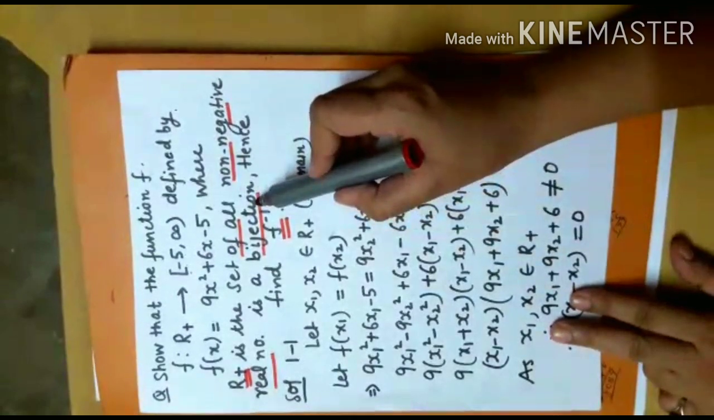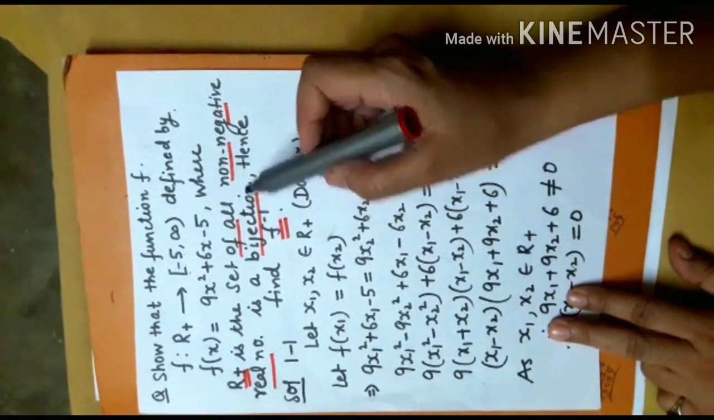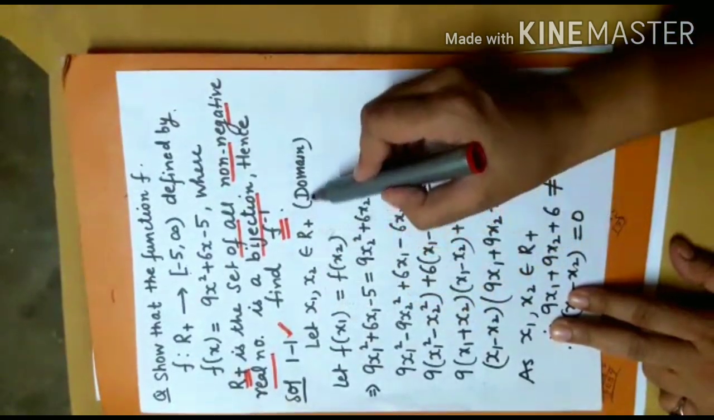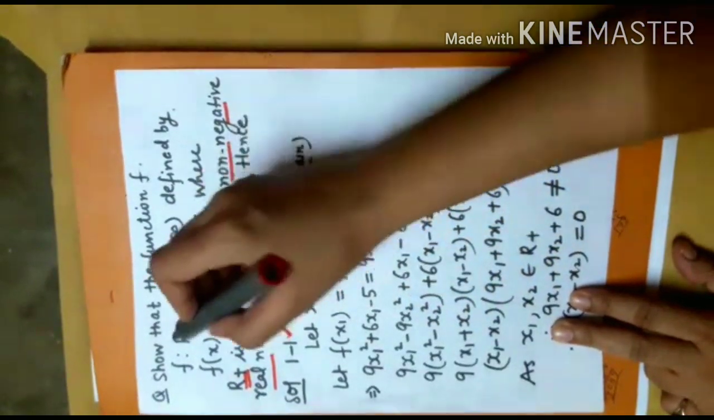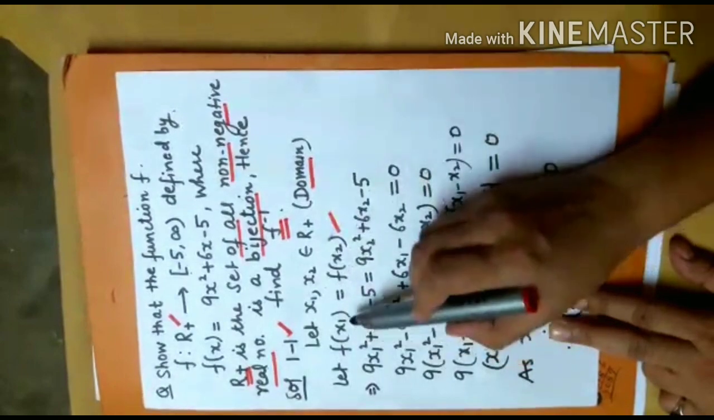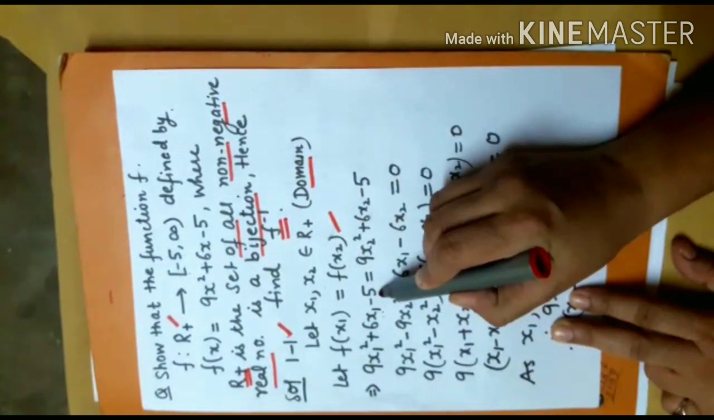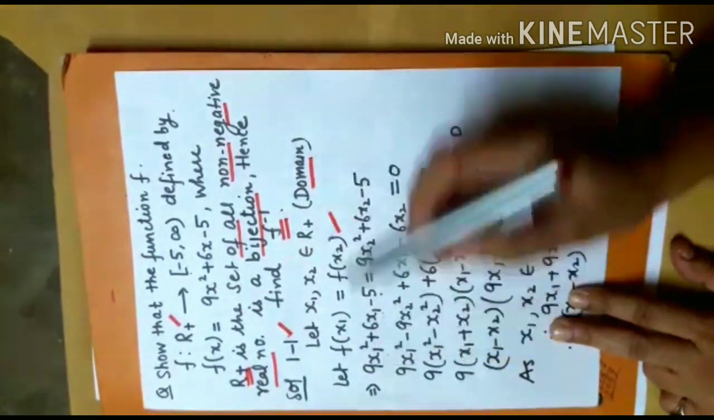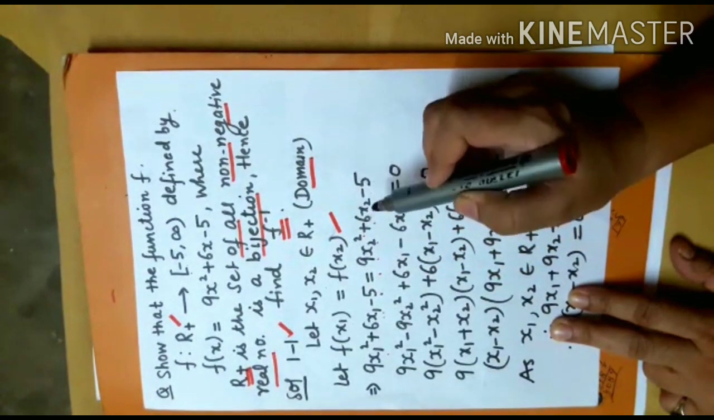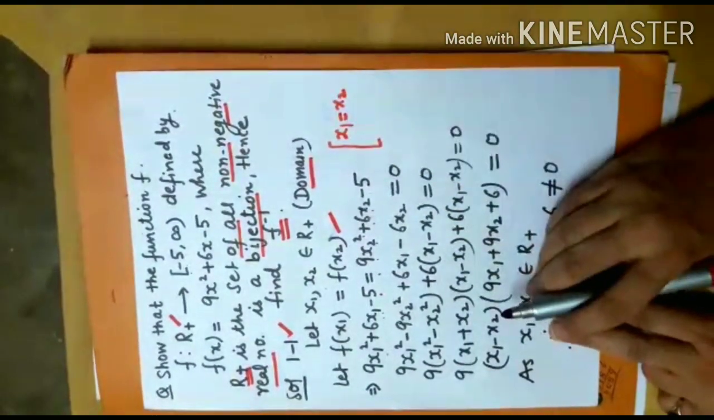I have to show that the function f is a bijection, so I will show that the function is both one-to-one and onto. First I'll take one-to-one. Let x1, x2 belong to the domain, that is R+. Let f(x1) = f(x2). Now f(x1) by definition is 9x1^2 + 6x1 - 5. I have replaced x with x1. This is equal to f(x2), which is 9x2^2 + 6x2 - 5.